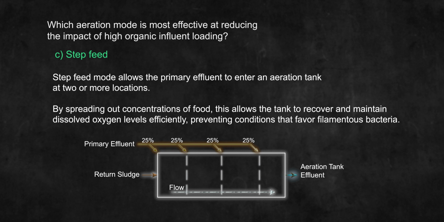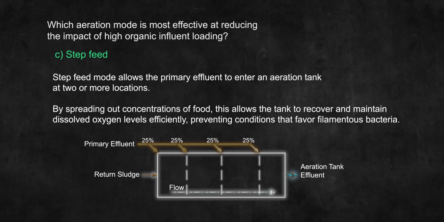The aeration mode known as step feed allows the primary effluent to enter at 2 or more points along the length of the aeration basin. By introducing the primary effluent at multiple points, the plant can more quickly adjust to the increased organic loading and prevent the system from becoming overloaded. Another way to describe organic loading is by calling it food. When too much food enters an aeration basin at a single location, it will significantly lower the dissolved oxygen, which can create an environment that favors the growth of filamentous bacteria.